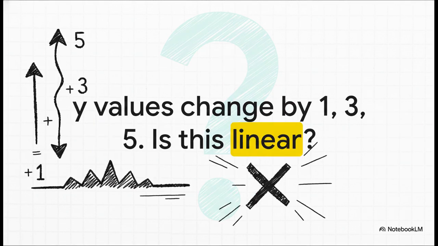Let's look at question 2. A table shows y values changing by +1, then +3, then +5. Remember the table clue we looked at earlier? If those jump amounts are different every single time, what does that mean? It means the speed is changing. So no, this is absolutely not linear.